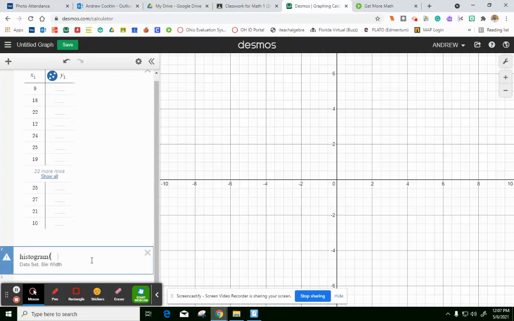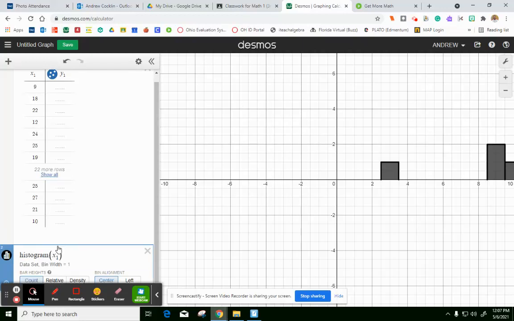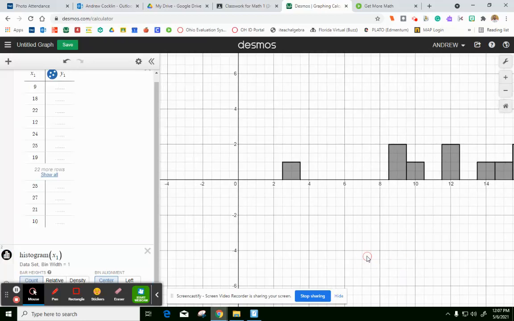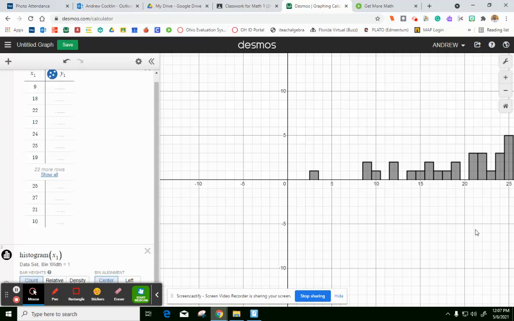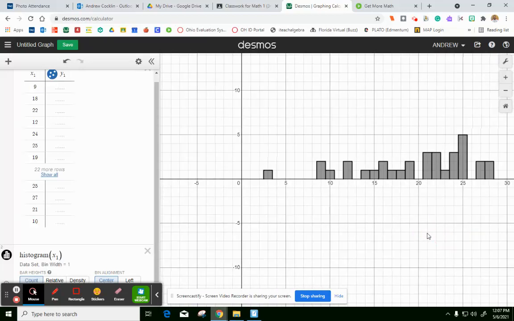And then go ahead and hit shift, open a set of parentheses, and whatever your table was labeled, probably was labeled X1. And then go ahead and close it. All right. And if you come over to your graph, you might have to zoom out a little bit. You're going to get a histogram.